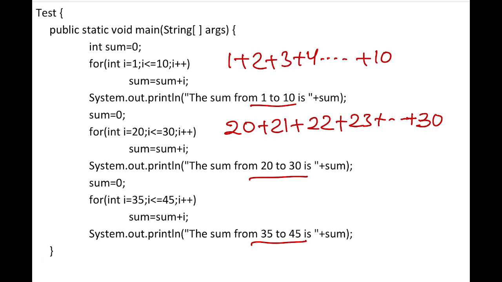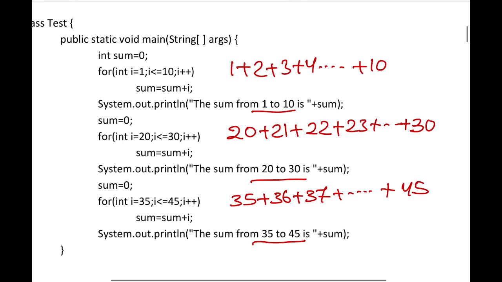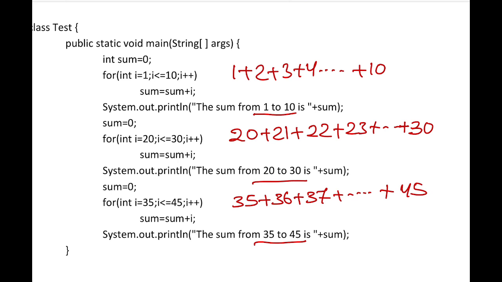Similarly, suppose we want to find the sum of the integers from 35 to 45. So in this way we can write, for i = 35, i <= 45, then i++. So here you can observe, this value of sum is like this: 35 plus 36 plus 37 plus ... up to 45. And each time we are initializing the sum to 0.